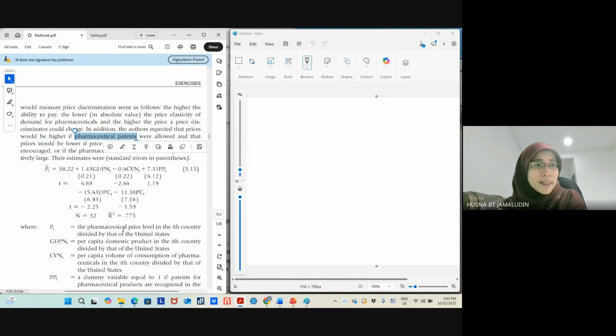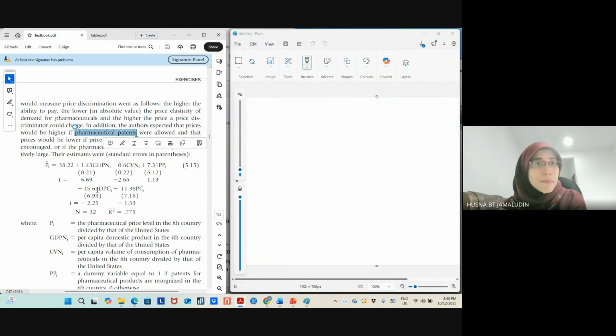So what is the patent? Let me go down to the individual variables. P is the pharmaceutical price level. You want to see what factors affect the increase or decrease in the price of the pharmaceutical item. One of the independent variables is the per capita income, just now. They also have per capita volume of consumption, which is just the consumption of the pharmaceutical item.